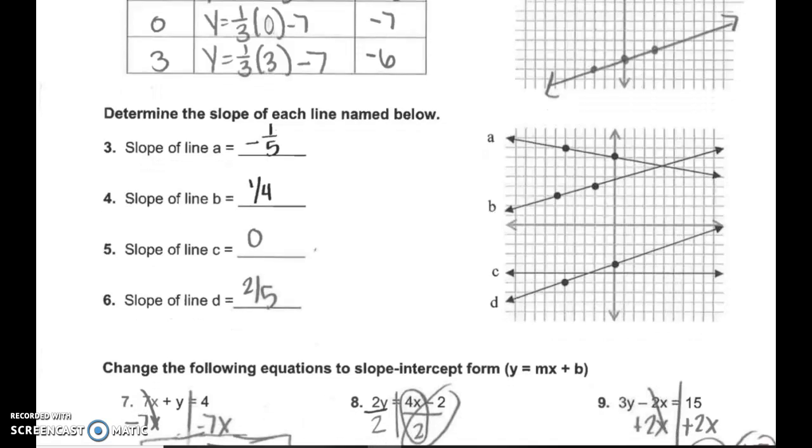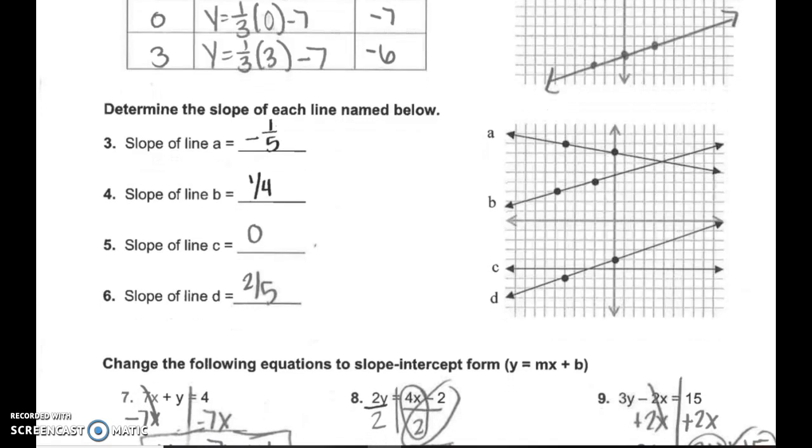All right, moving on, our next section is determining the slope of a line. Remember, when calculating the slope from a line, we use 2 points. Slope is defined as rise over run. So I count my vertical change and then my horizontal change. So for example, in number 3, I'm going for line A, I'm going down 1 and over 5. So my slope is -1/5. Number 4, my slope is 1/4, up 1 over 4. A horizontal line has a slope of 0 in number 5. And in number 6, my slope is 2/5. Please remember, slope is always written as a fraction, not an ordered pair.